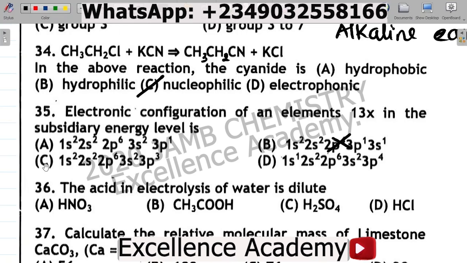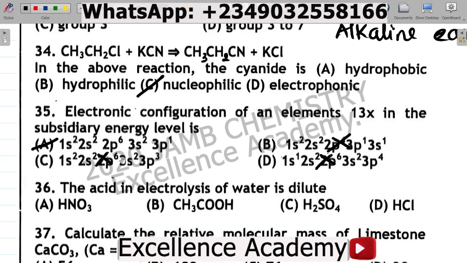Looking at C, if you count there, 2 plus 2 is 4, 4 plus 6 gives you 10, 10 plus 2 is 12, 12 plus 3 is 15. So it cannot be C either. Again, looking at D, 1 plus 2 is 3, 3 plus 6 is 9, 9 plus 2 is 11, 11 plus 4 is 15. So you can see that the only one that matches our answer is A, which gives you 13 when you count.